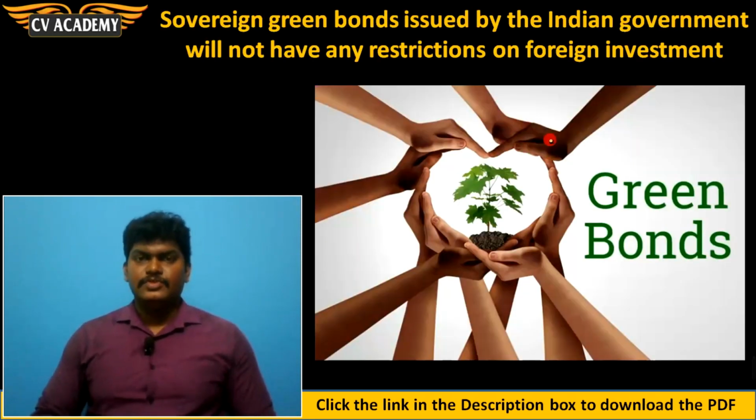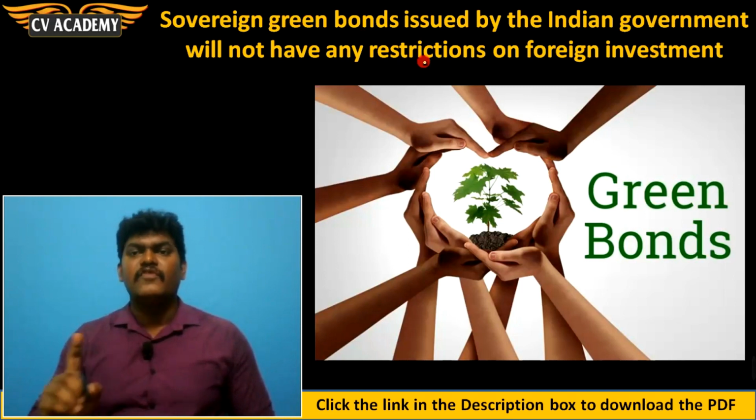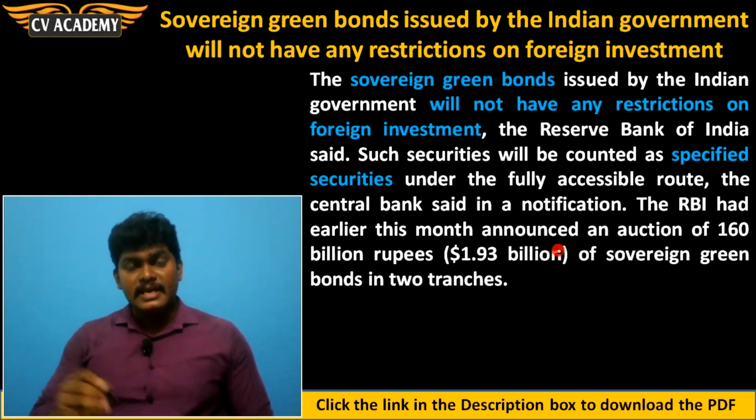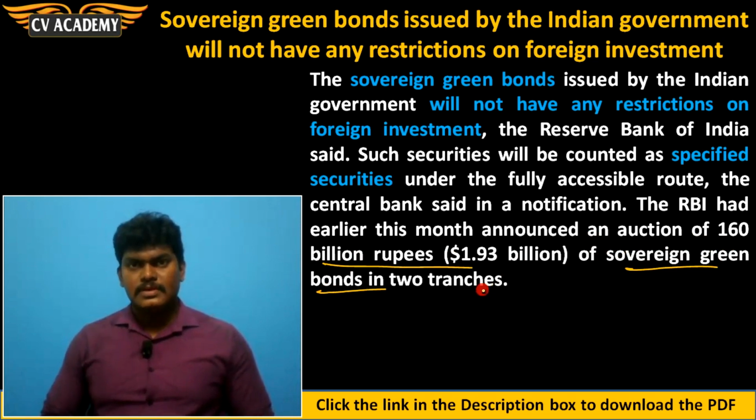Then 31st news. Sovereign green bonds issued by the Indian government will not have any restrictions on foreign investment. Yes. Actually, earlier this month, in January, the RBI announced the auction of 160 billion rupees worth of sovereign green bonds. They have auctioned around 160 billion rupees worth of sovereign green bonds.